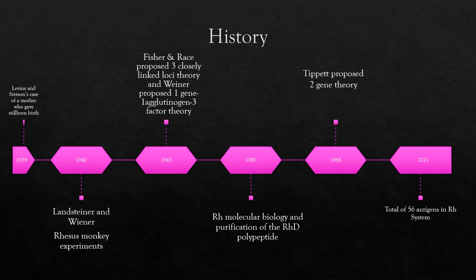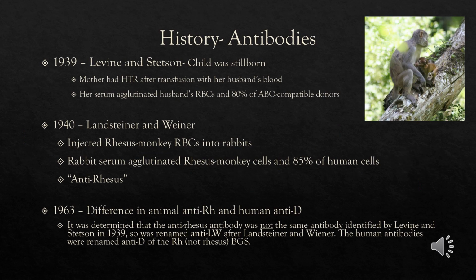Now, the Rh system has 56 known antigens. In 1939, Levine and Stetson reported a case of hemolytic disease of the fetus. The child was a stillborn and the mother needed a blood transfusion. The husband donated blood and the mother had a hemolytic transfusion reaction. Levine and Stetson performed additional testing with her serum and found it agglutinated 80% of ABO-compatible donors.